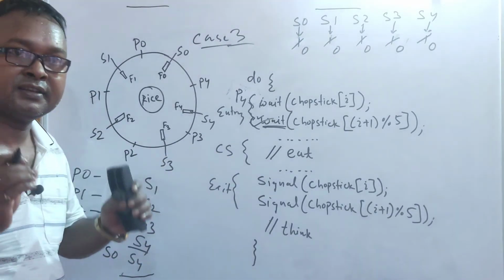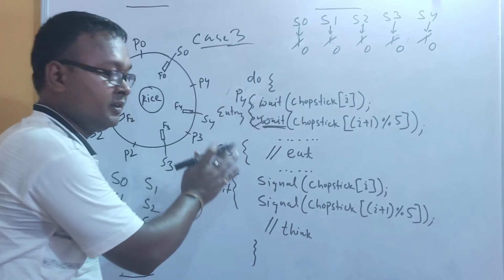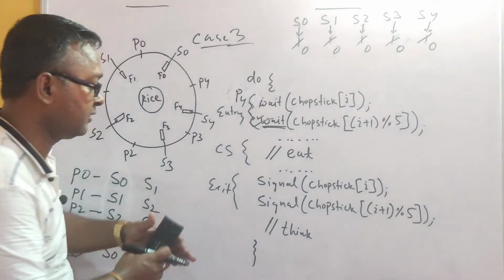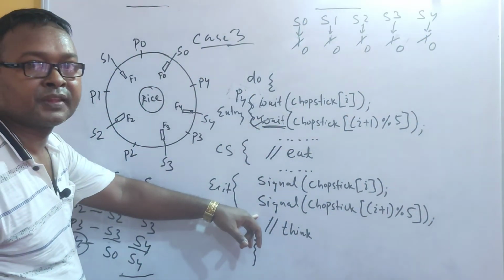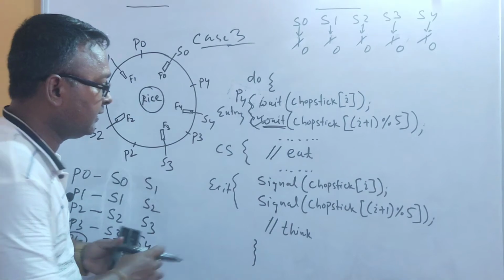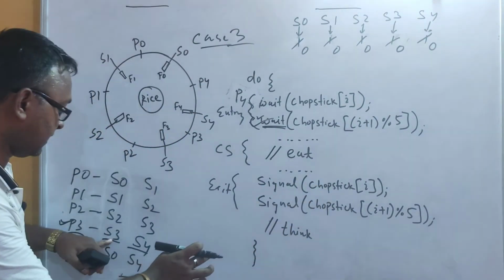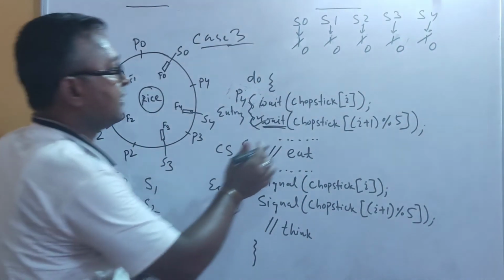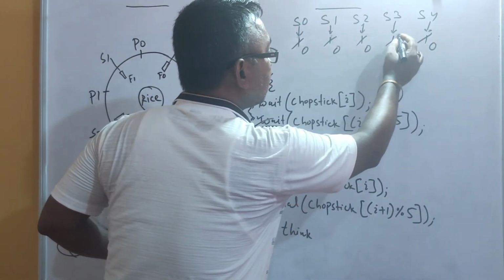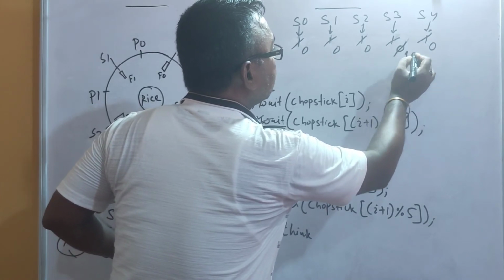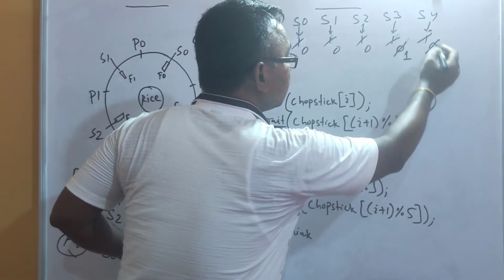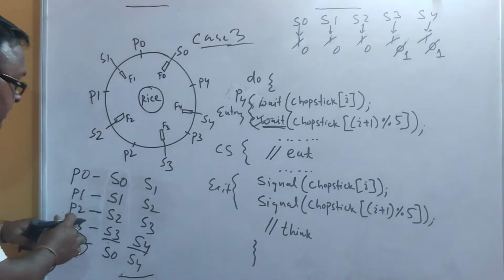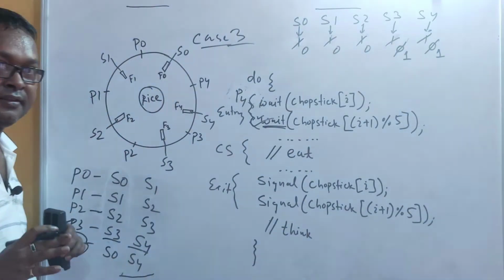After quenching its hunger, it will come out by putting down both forks. For doing that, it needs to execute this particular code: signal S3, signal S4. Thereby incrementing the semaphore value of S3 from 0 to 1, and signaling the semaphore S4 from 0 to 1. So P3 has completed its execution.